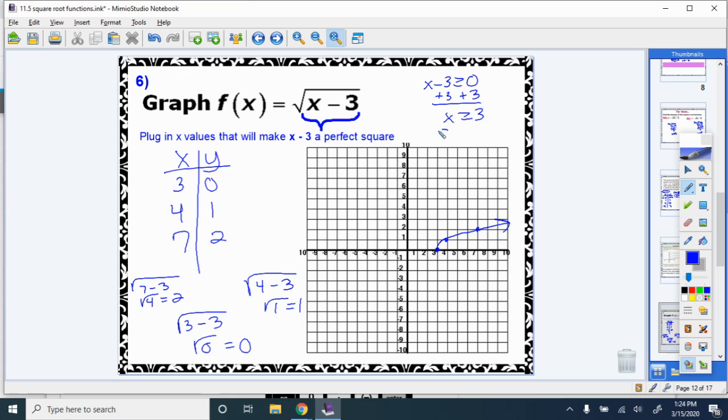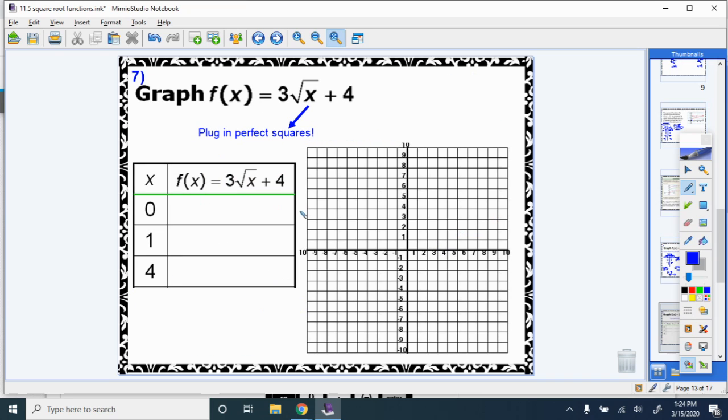The range in this case, let's look at the y values. The smallest y value here is 0. So the range is y greater than or equal to 0. Remember what I said a few minutes ago. If you find that minimum point, you're going to get the x and y values that you need to write your inequalities for domain and range. To describe this transformation, we would say this translated right 3 units.